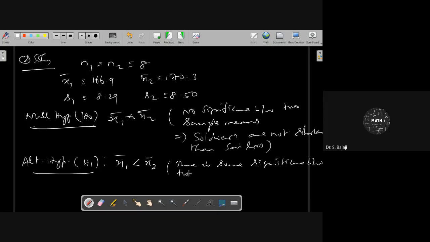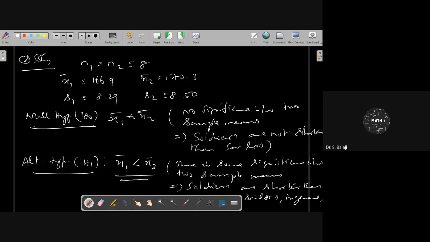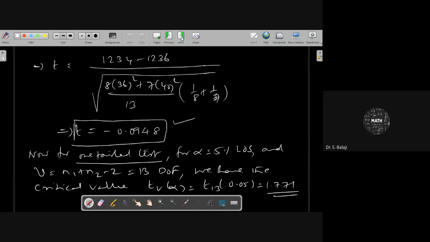Between two sample means, this is for soldiers and this is for sailors. It implies that soldiers are shorter than sailors in general. That manner of thing, the test is a one tail test. For a t test, it is enough to consider one tail or two tail only here, so in that manner you can get that.